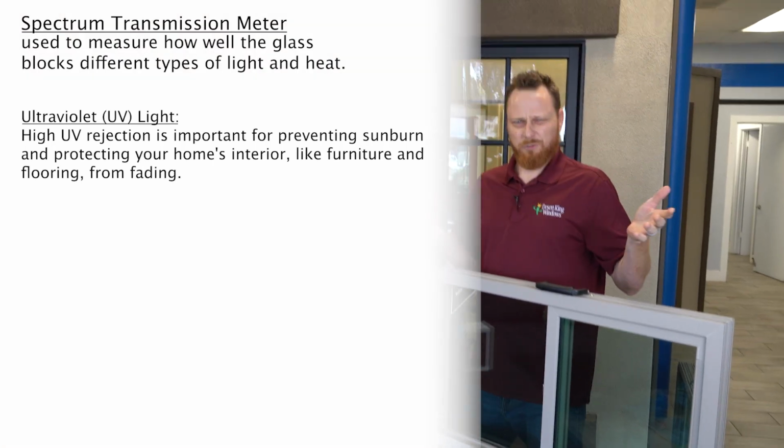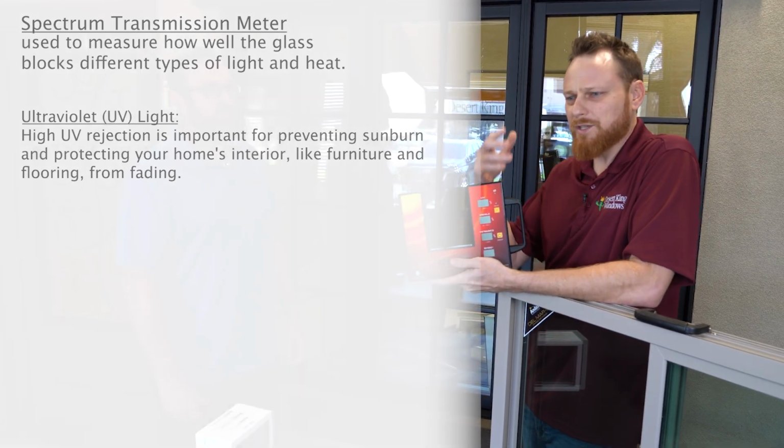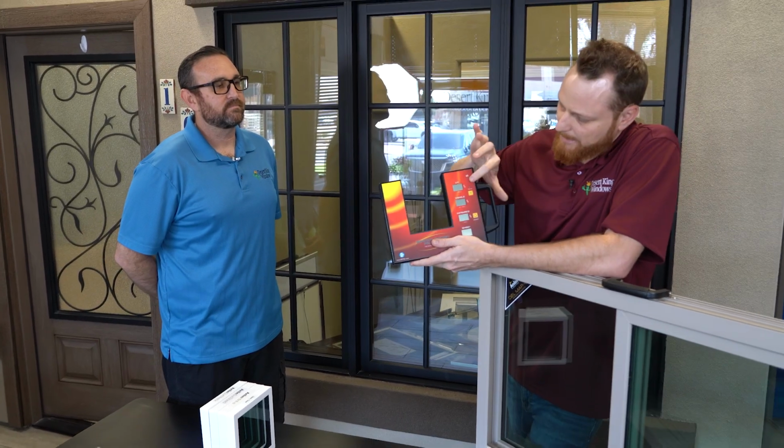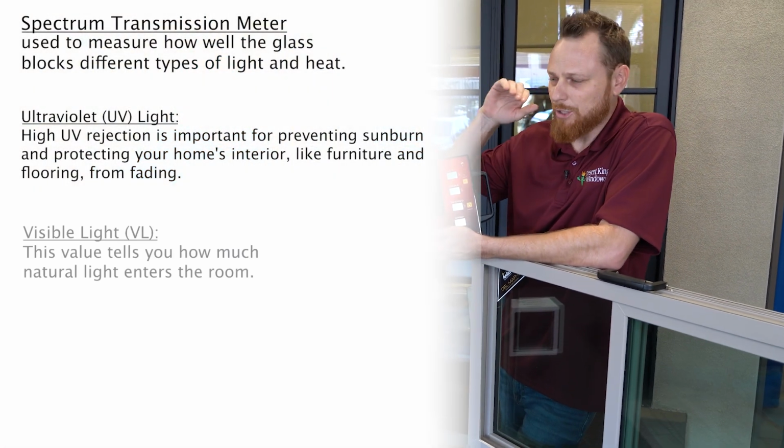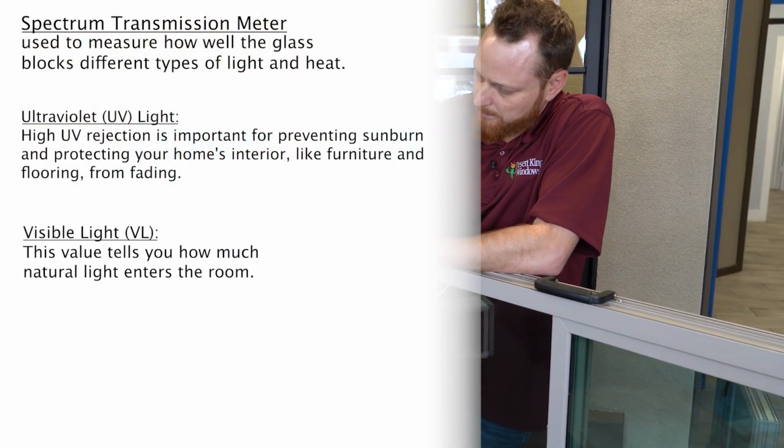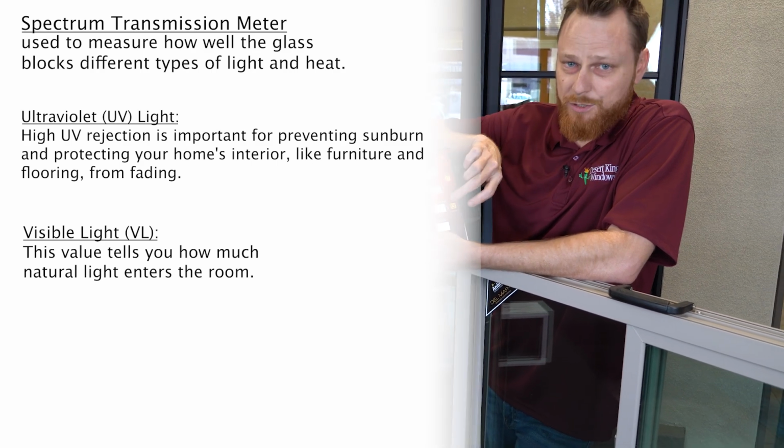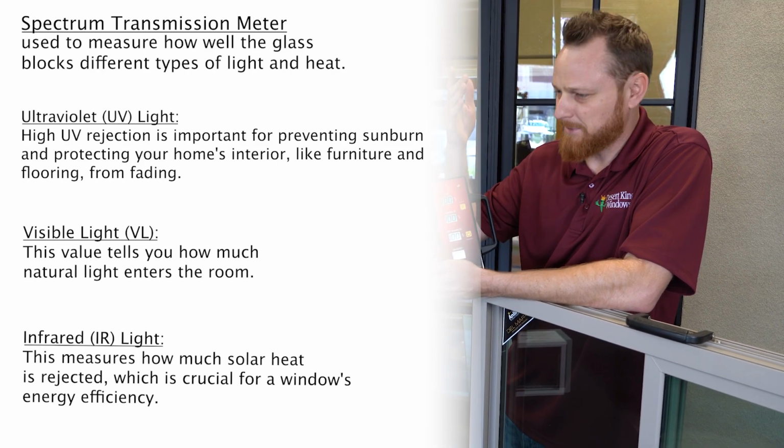Okay, so everybody knows what UV rays are for the most part. That's what gives you sunburn. That's what damages your furniture, what the sunlight damages. Okay, then you got visibility. So that's how much light is going from here to here. Okay, I'm gonna turn it on there. And then of course, infrared heat. That's pretty basic. That's how much heat's going through.